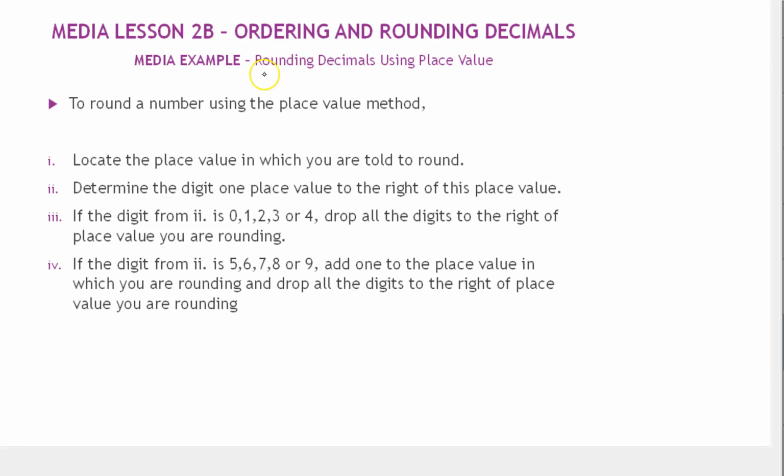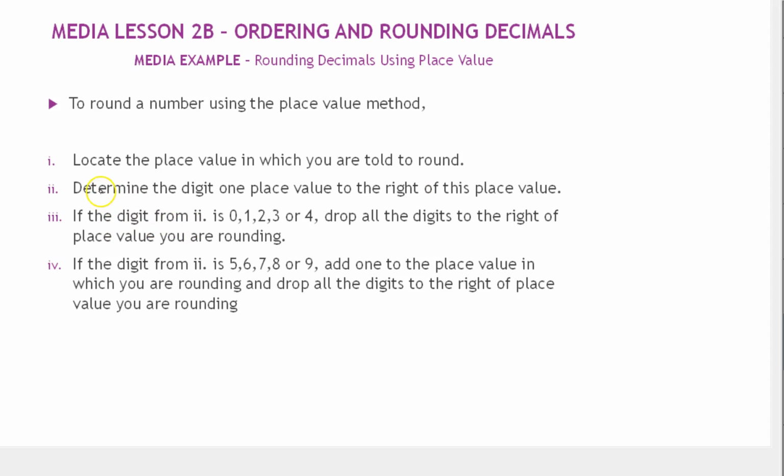In this example, we're going to round decimals using place value. So this information is on your packet, but let's just review it quickly. To round a number using the place value method, we're going to locate the place value in which you are told to round, determine the digit one place value to the right of this place value.